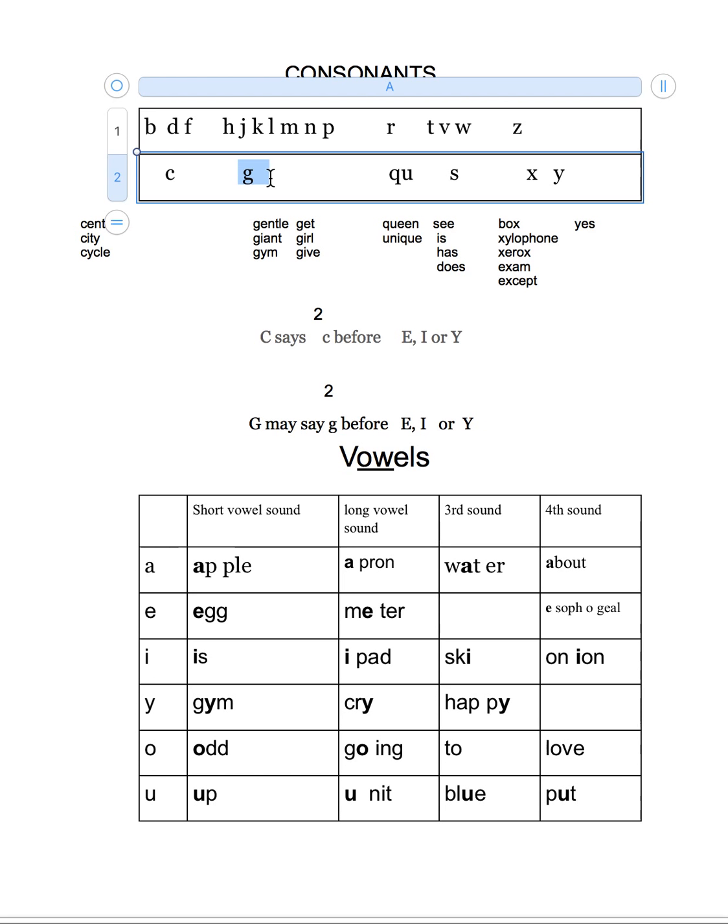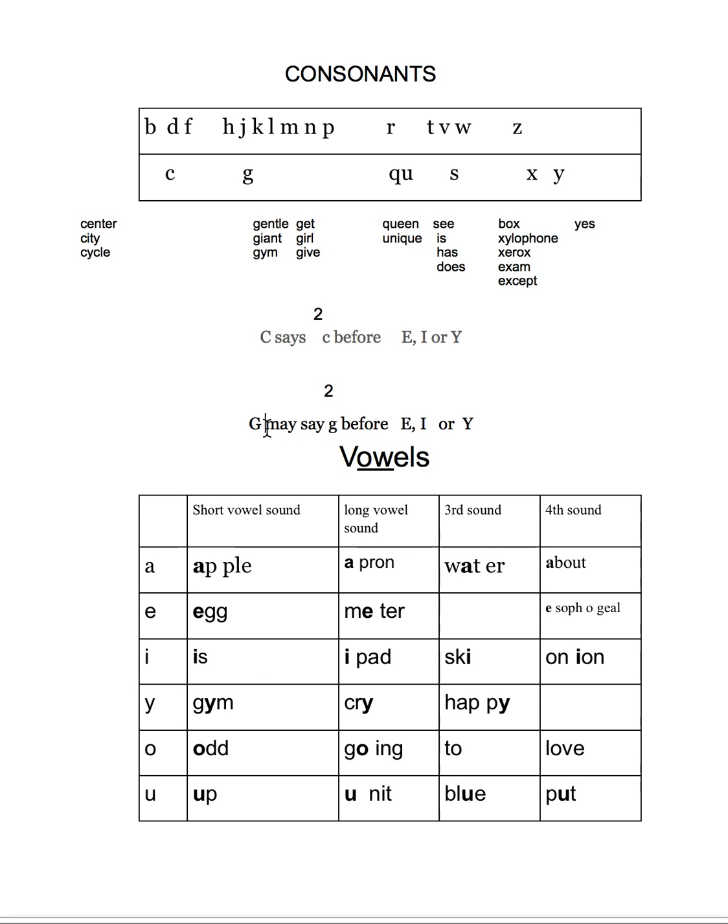The letter G also has two sounds. G, the hard G sound. J, the soft J sound. Both of these sounds are voiced. G, J. The letter G may say J, the second sound, before the letters E, I, or Y.